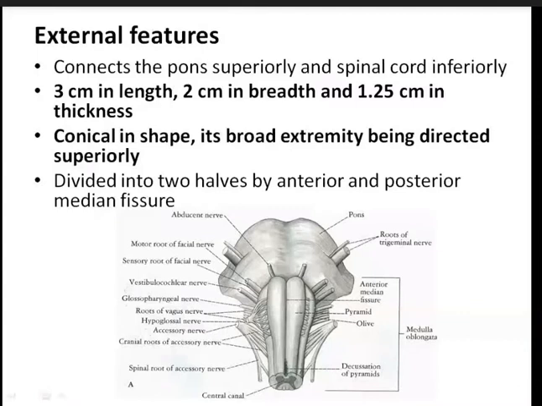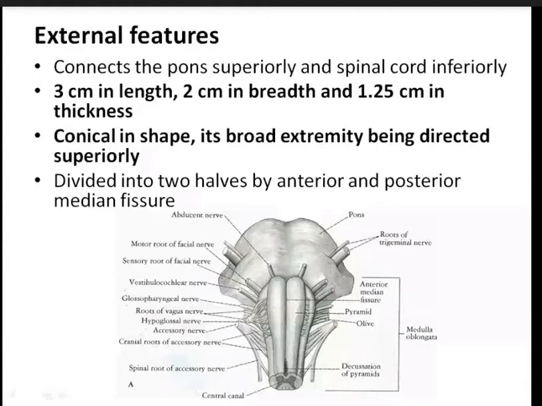So it connects the pons superiorly and the spinal cord inferiorly. So this is the part between the spinal cord and the pons. The length of the medulla oblongata is 3 centimeter, from here to here, 2 centimeter in breadth, and 1.25 centimeter in thickness. So 3 into 2 into 1.25 centimeter is the measurement of the medulla oblongata.